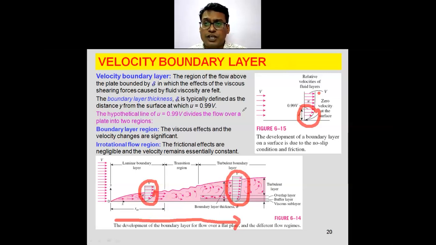So u infinity is nothing but your v, the average value, whatever the notation. In certain books it is v, in certain books it is u infinity or u maximum also. So this gradient exists.